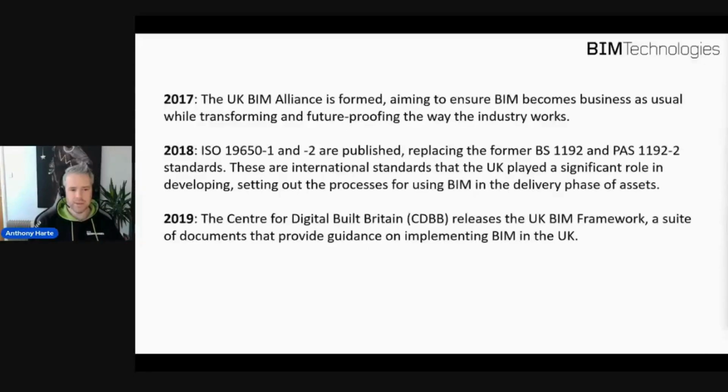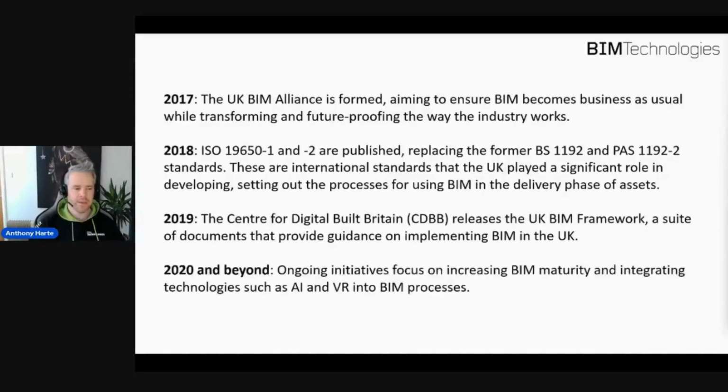In 2019, the CDBB released the UK BIM Framework, which is a suite of documents providing guidance on implementing BIM. There's some really good resource on the UK BIM Framework website and guidance, which is free to use if you do require further information on the ISO 19650, and it should be, in theory, useful in all countries for the guidance, with the exception of any national annexes that may be deployed.